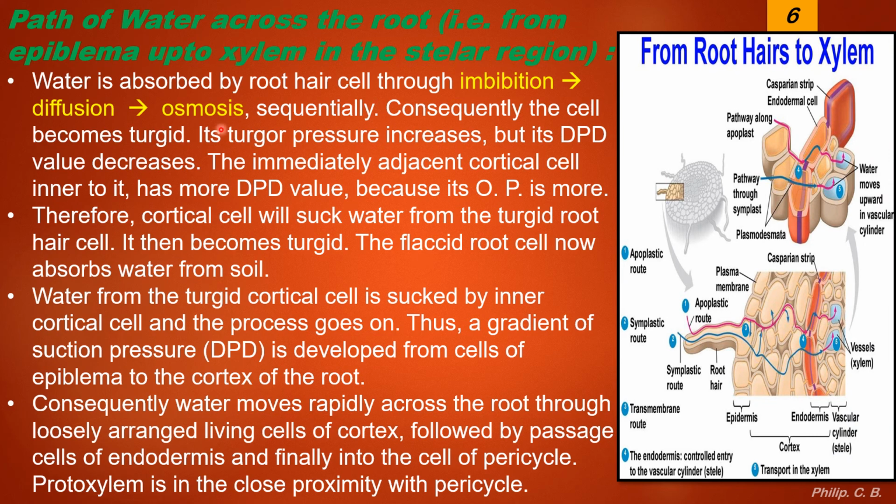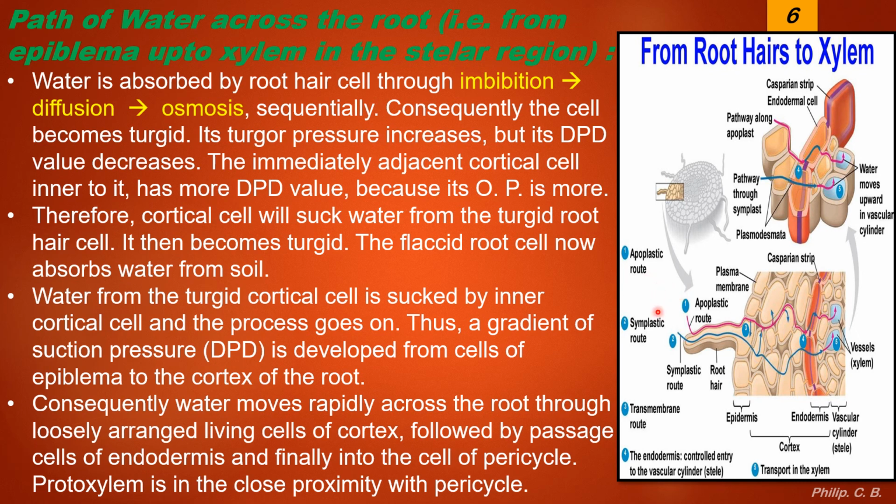Now moving further, path of water across the root, that is from epiblemma up to xylem in the stellar region. That is what I showed in the animation image in the third slide. So again you can see here from root hair to xylem. You can see various components over here. I'll just read out the components which will help us to understand the concept much more clearly.